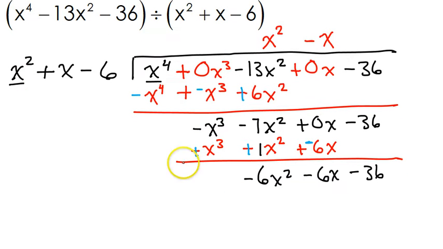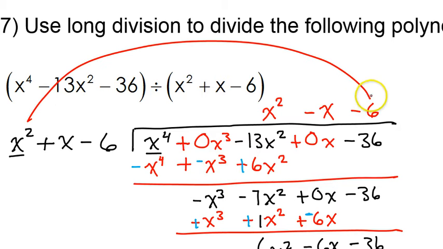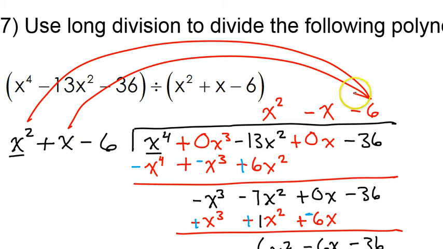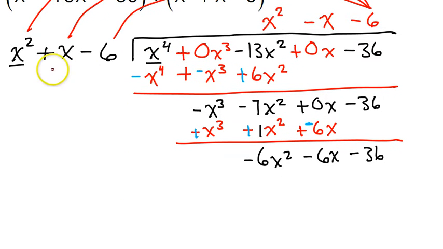Now I'm looking at the x squared and the negative 6x squared. So x squared times what is negative 6x squared? Obviously the answer here is negative 6. And then one last time I do the distributive property with this number. So I'm going to do negative 6 times this, negative 6 times that, and negative 6 times that. Negative 6 times x squared is negative 6x squared. Negative 6 times x is negative 6x. And negative 6 times negative 6 is positive 36.